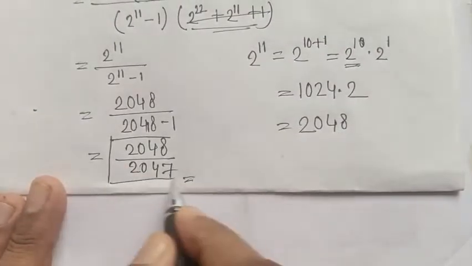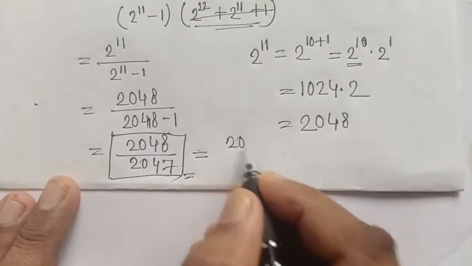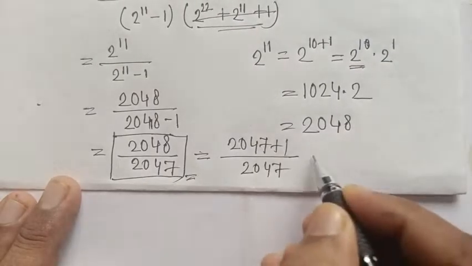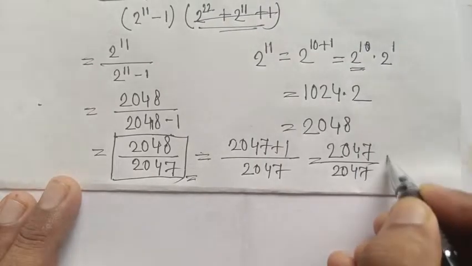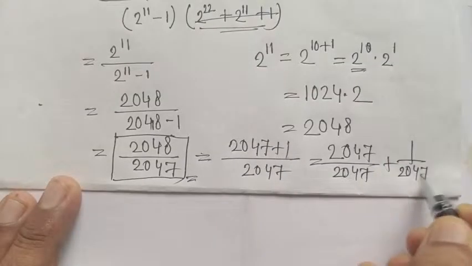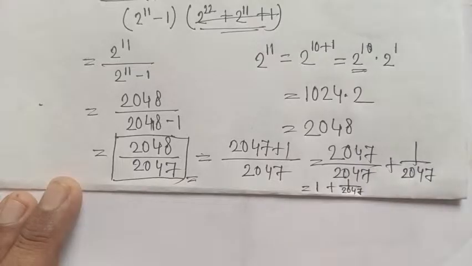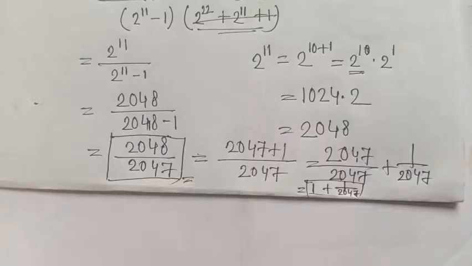This 1048 plus. We can express this as 2047 by 2047 plus 1 by 2047. Now we can write that 1 plus 1 by 2047. We can express like this. So we have the expression 1 plus 1 by 2047. I hope you understood the explanation.